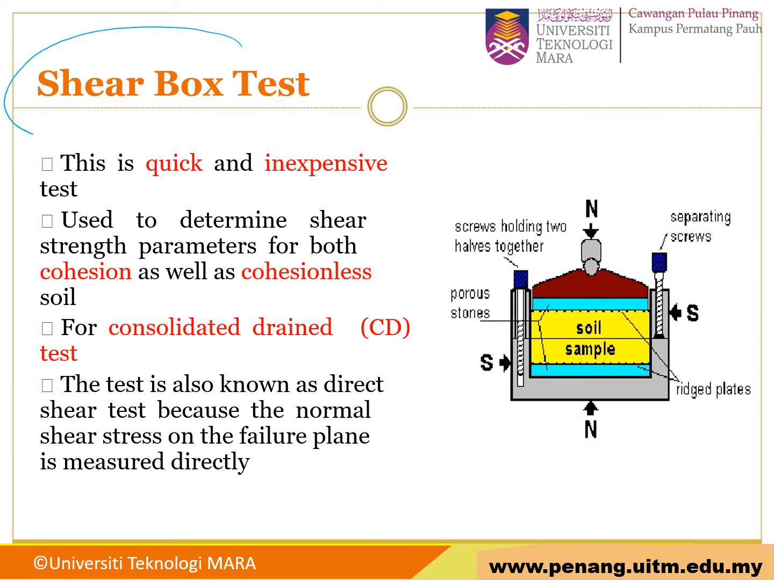Alright guys, now we go for the shear box test. The test is quick, fast and inexpensive. It is used to determine the shear strength parameters for both cohesive and cohesionless soil. It is also used for the consolidated drained test. The test is also known as the direct shear test because the normal and shear stress on the failure plane is measured directly. Look at this figure.